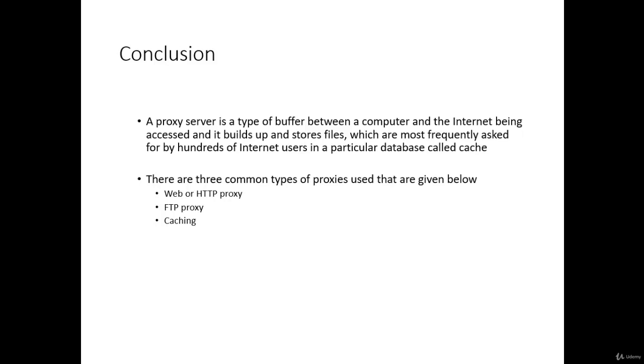Conclusion. A proxy server is a type of buffer between a computer and the internet being accessed, and it builds up and stores files which are the most frequently asked for by hundreds of internet users in a particular database called cache. There are three common types of proxies used, given below: web or HTTP proxy, FTP proxy, and caching.